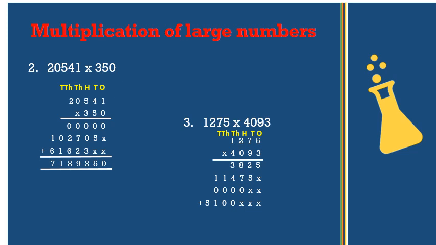Now we are going to add these four products and the final answer is 5218575, or we can say 52,18,575 is our answer. So this way children, I hope you have understood how to do the multiplication of large numbers. So now let's come to the division of large numbers.